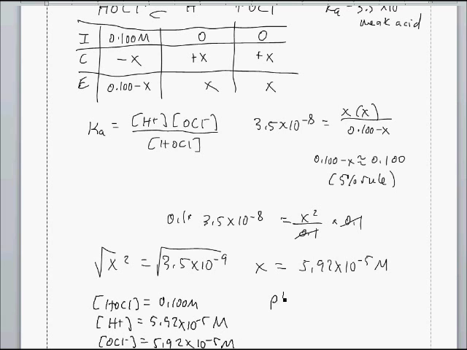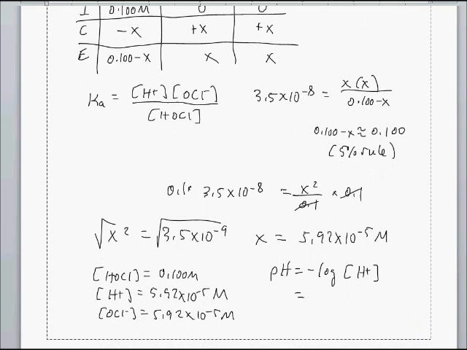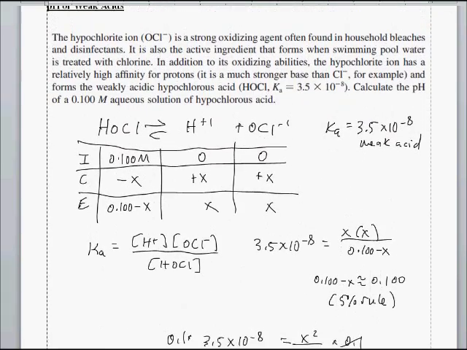And since pH is equal to the negative log of the hydrogen ion concentration, we can now find that the pH is negative log of 5.92 times 10 to the minus 5, which comes out to about 4.2 as the final answer. Okay? So that was finding the pH for a weak acid.